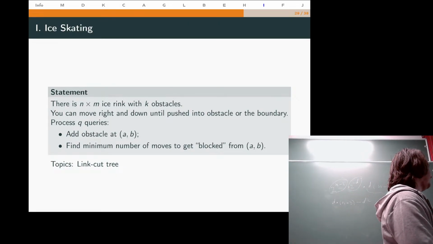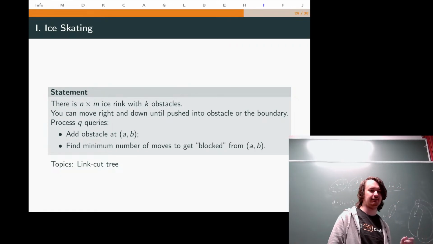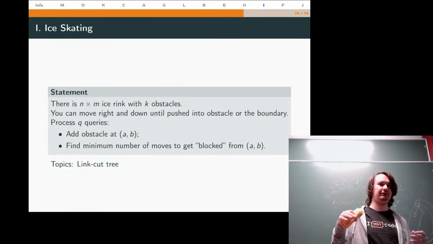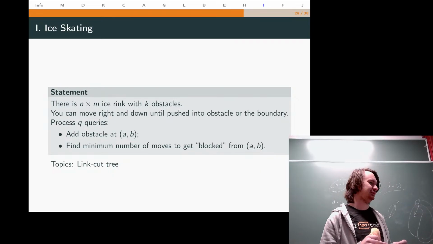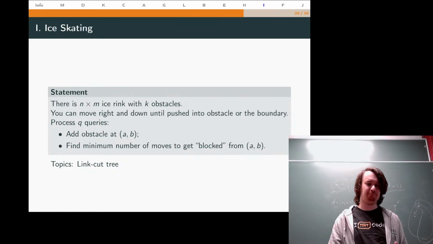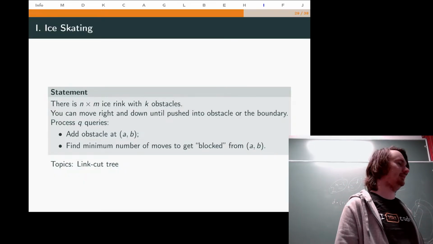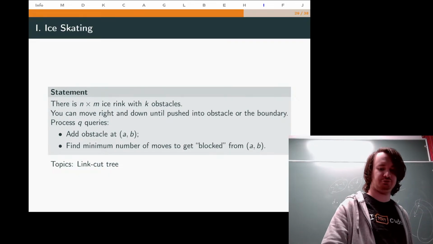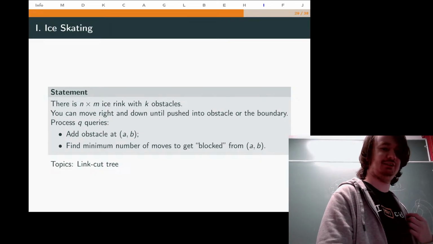And we need to process a few queries. The first query is that we put a new obstacle at some specific point, and the second query is that we need to find the minimum number of moves that we can do to end up in a position where we are not able to make any other move, from a specific starting point A and B. So this is a problem about maintaining dynamic trees. The internal solution uses a link-cut tree, but I assume that you could also try to solve it with some kind of tree with an extra logarithm factor. I'm not sure because I didn't implement this.